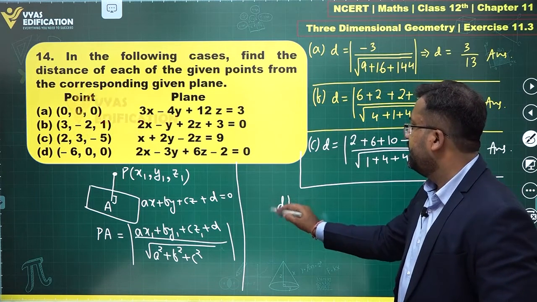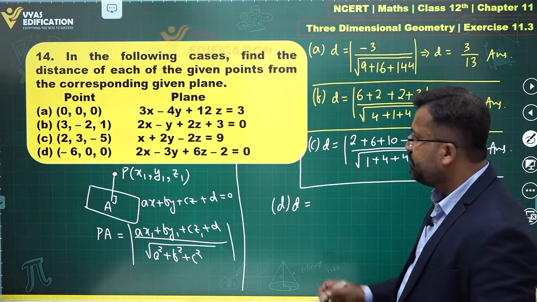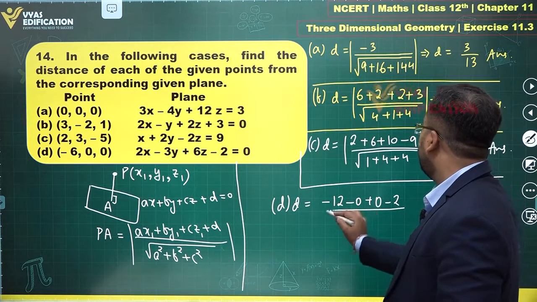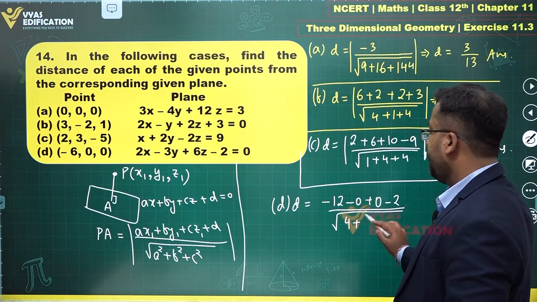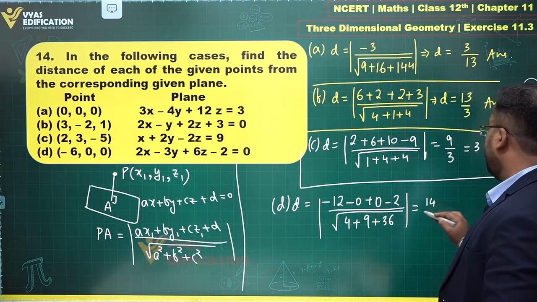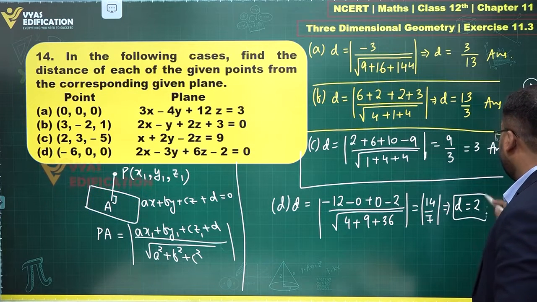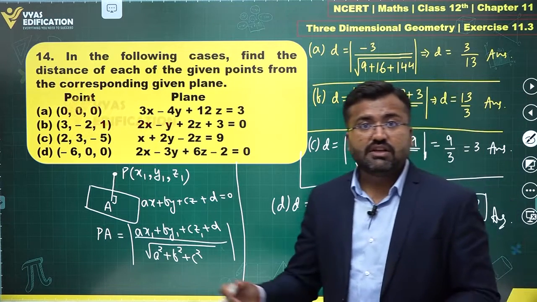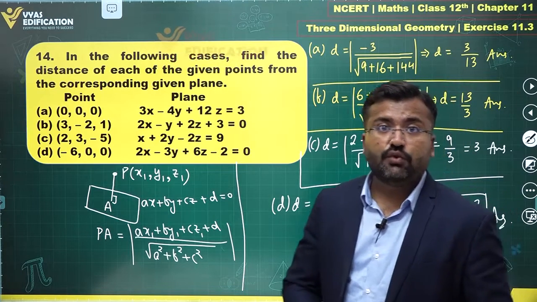Part D tells me distance will be equal to what? Let's substitute this point over here. Minus 6 times 2 is minus 12. And you have minus 0 plus 0 minus 2 upon under root of 2 square, 3 square, 6 square, 4, then you have 9 and 36. What does this become? This is 14 upon 7, which becomes D is equal to 2. That's my required answer for this part D, as you can see over here. So those are the distances. You can take a look at the complete solution once again, and that's what you have in this 14th question.